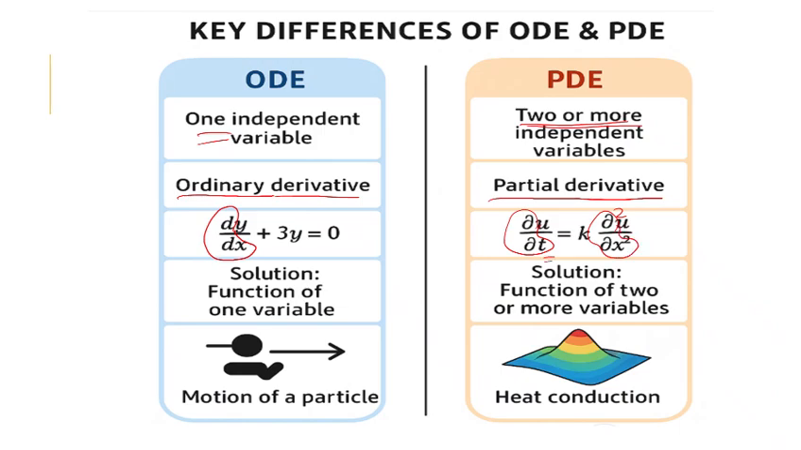In ODE, the solution involves a function of one variable. In PDE, the solution involves a function of two or more variables. The application of ODE can be found in finding the motion of a particle. Here the application can be found in heat conduction.